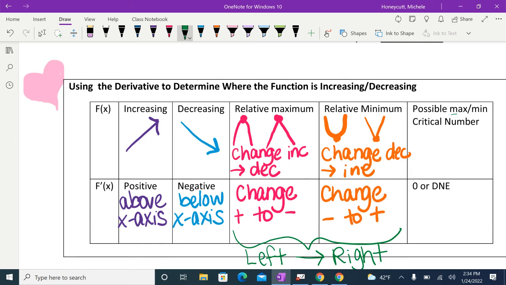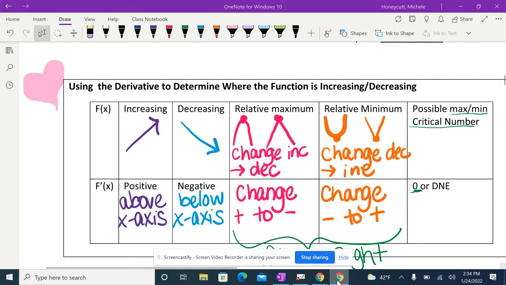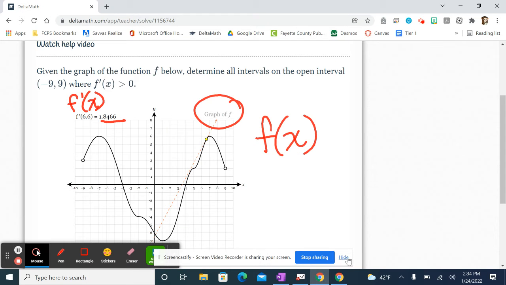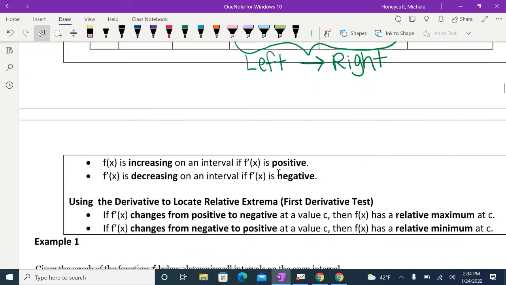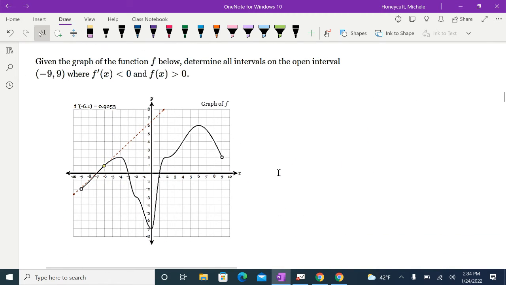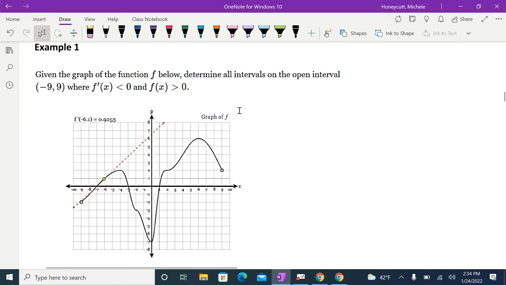And then whenever you see a max or a min or a critical number, the derivative is 0 or does not exist. And that's what happened here. There's a relative maximum for f right here, and you'll see the derivative value is 0. So we're going to skip down to example 1.